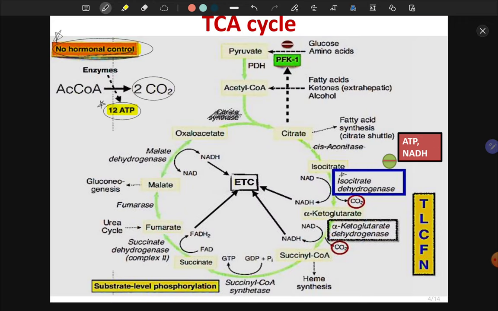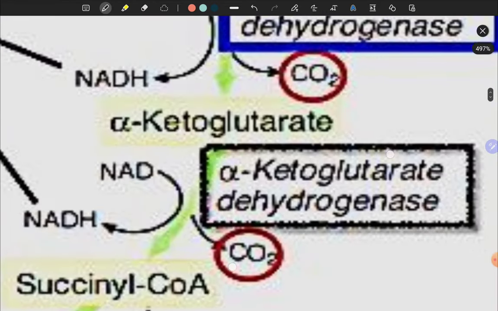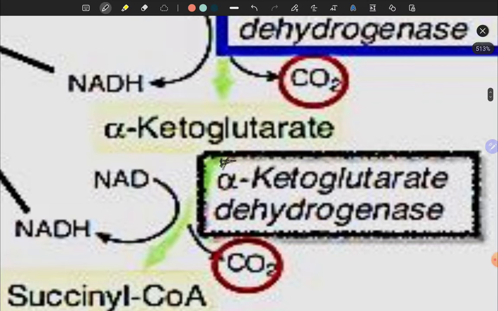Then we have 5-carbon alpha-ketoglutarate. We'll see the second enzyme, which is alpha-ketoglutarate dehydrogenase. Again, this enzyme is a dehydrogenase, so it will generate NADH from NAD. That will go to the chain again, and it will decarboxylate, giving off the second CO2 in the cycle.